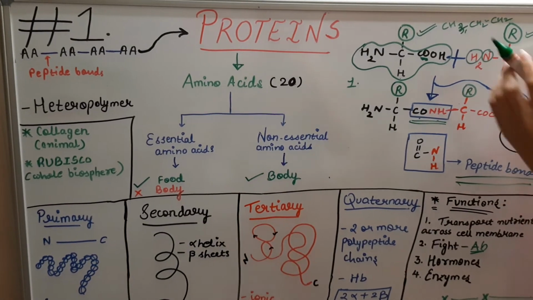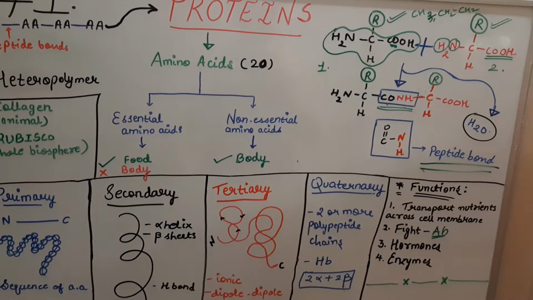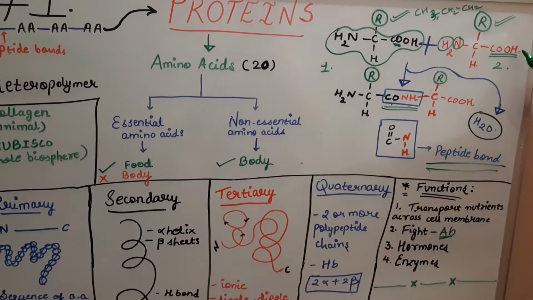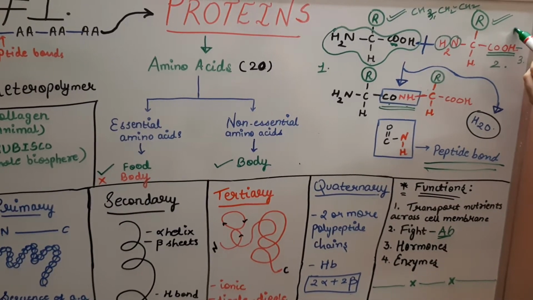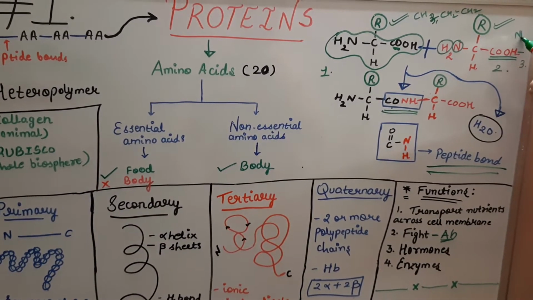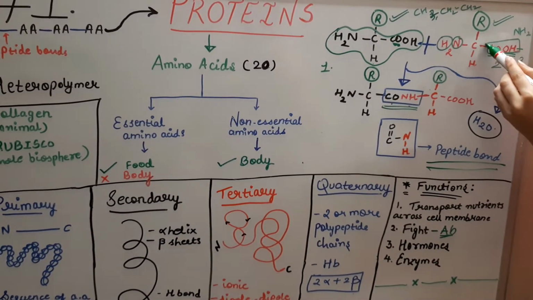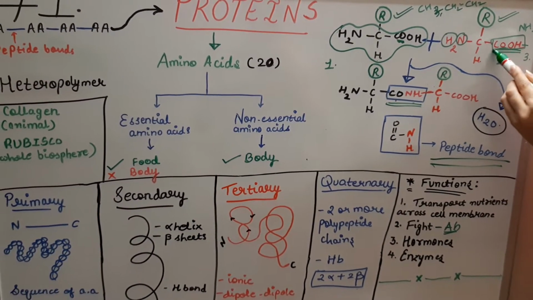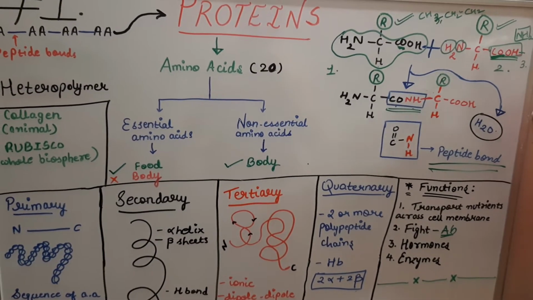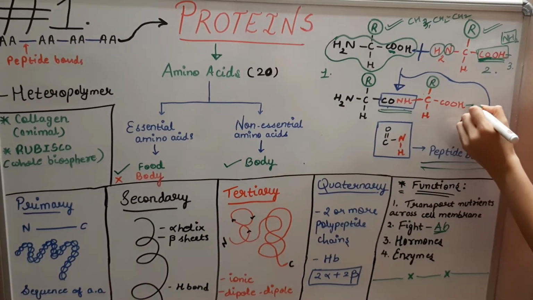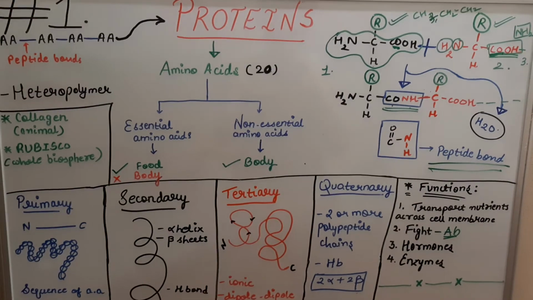Okay, so now see, this COOH group will form the peptide bond with the third amino acid. Means in the third amino acid NH2 group will be there, and here the second amino acid consists of COOH. So again, CO of this second amino acid and NH of this third amino acid will form a peptide bond, and in this way amino acids can be joined together forming a protein.